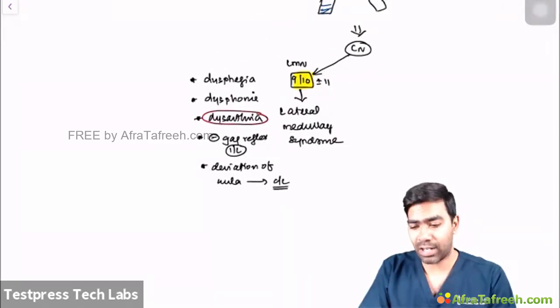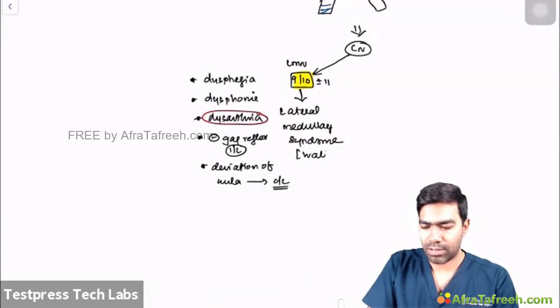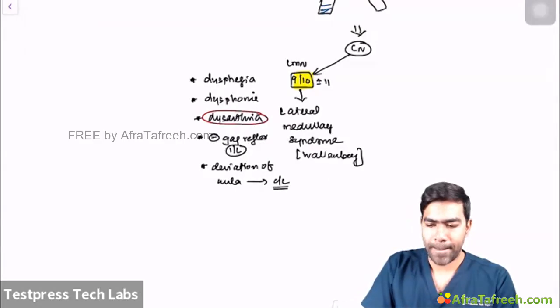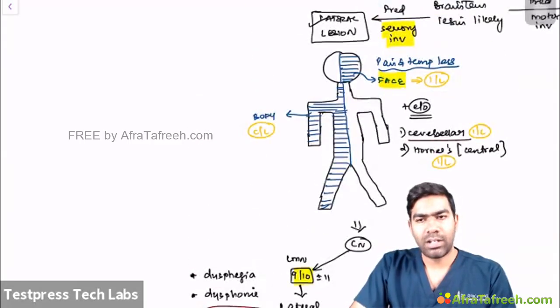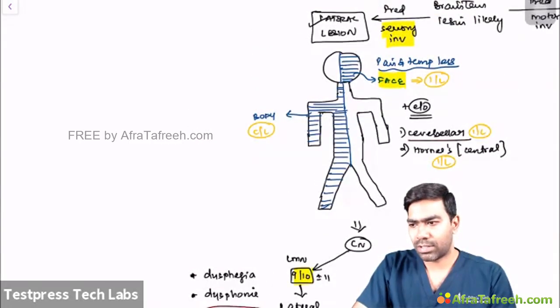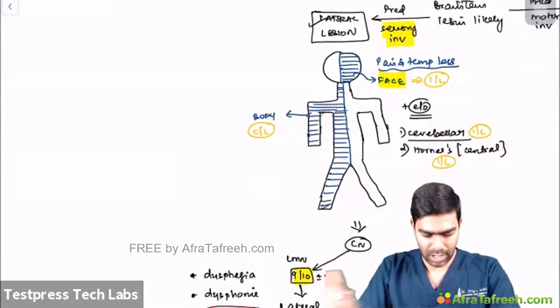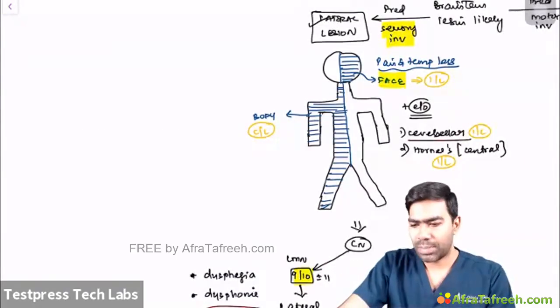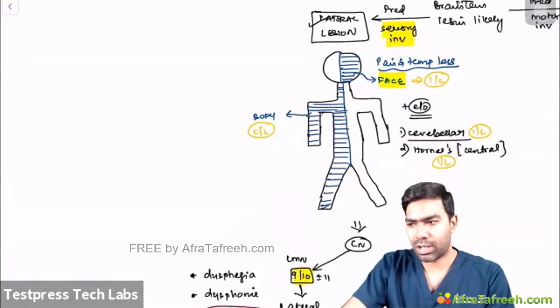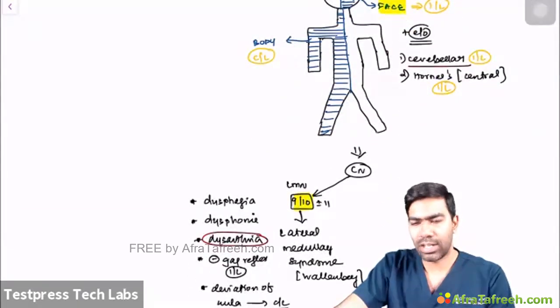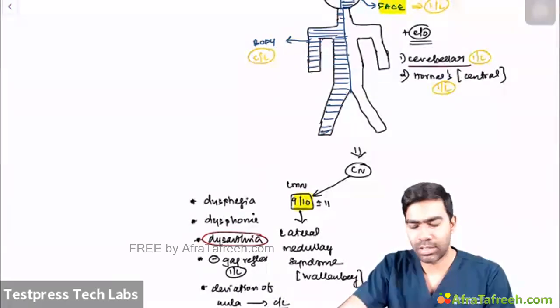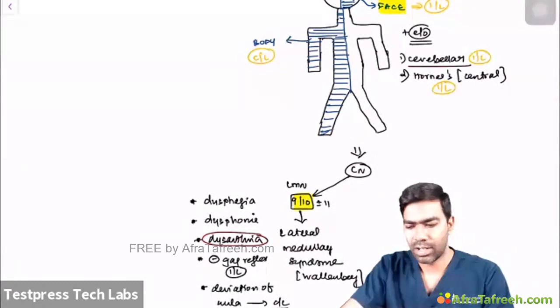So these are basically the features of lateral medullary syndrome, otherwise referred to as Wallenberg syndrome. If somebody asks you what are the features of lateral medullary syndrome, I'll say ipsilateral loss of pain and temperature on the face, and contralateral loss of pain and temperature in the body, ipsilateral cerebellar symptoms, ipsilateral Horner syndrome, ipsilateral loss of gag reflex, deviation of the uvula to the contralateral side, and I'll have dysphagia, dysphonia, and dysarthria. That's all. This is the constellation of features that you will get in Wallenberg syndrome.